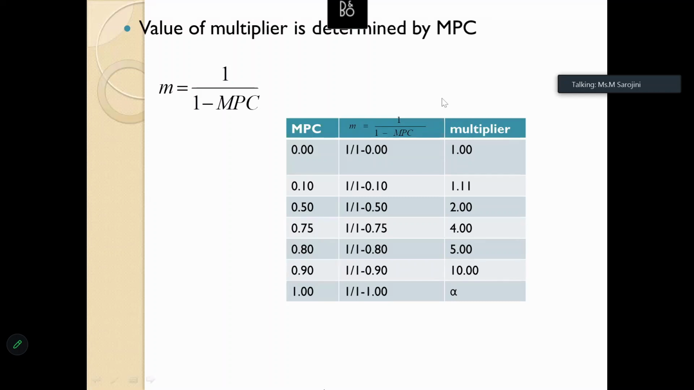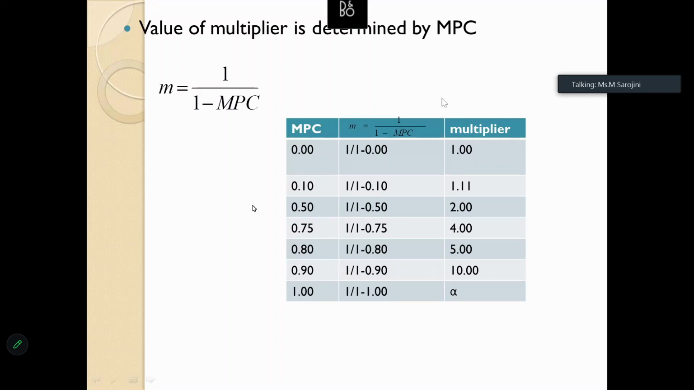The multiplier is equal to 1. For the cross check, you can substitute the 0 in this equation. We know that the multiplier equation is equal to 1 divided by 1 minus b. Here the b or MPC is given as 0. Then our equation is 1 divided by 1 minus 0. Therefore, 1 minus 0 is equal to 1. 1 divided by 1 is equal to 1. Therefore, once the MPC is equal to 0, the multiplier is equal to 1.